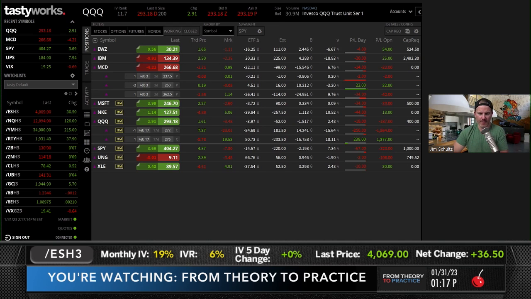If we take a look at McDonald's, I talked about this to kick off the show today. I'm not going to do anything because I like the way it sets up. I like the little booby trap we have set below the market.